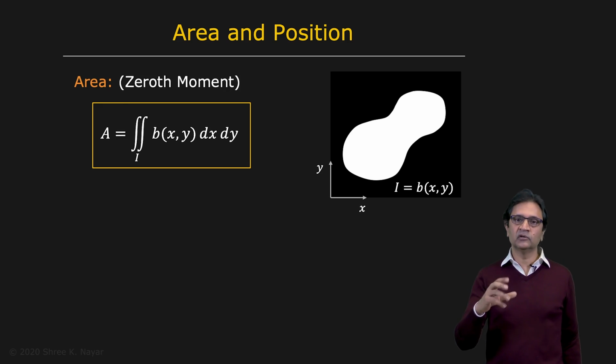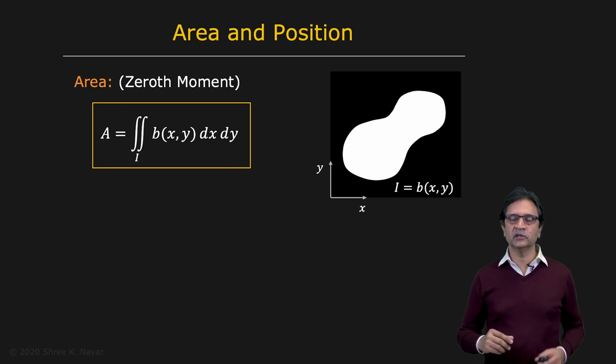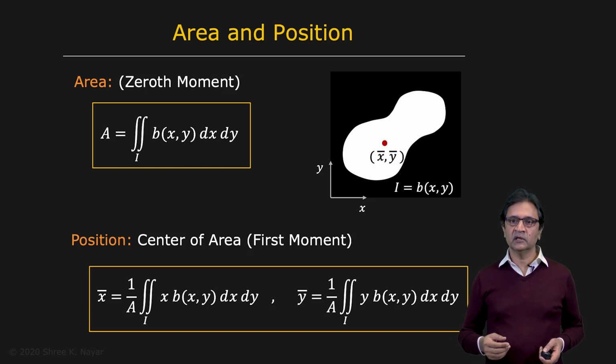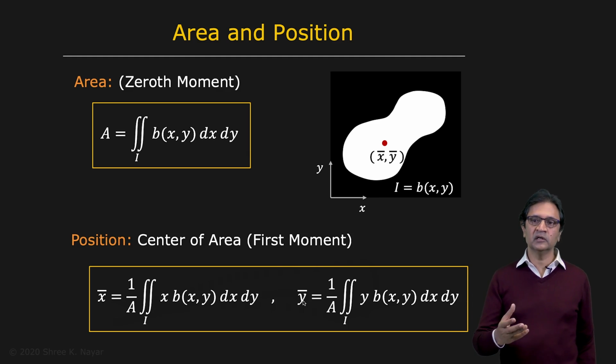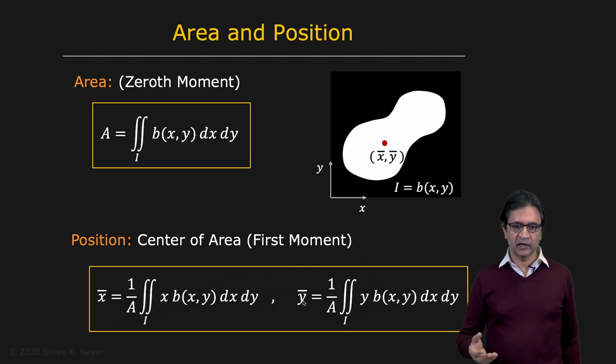Now, if you wanted a robot, say for instance, to go and pick up the object, you need to know its location. An easy way to define the location is the center of the area, which is the first moment. So how does one compute the first moment? It's x times b integrated over the entire image divided by the area, and y times b integrated over the entire image divided by the area. That gives you x bar and y bar, the x and y coordinates of the center of the area.